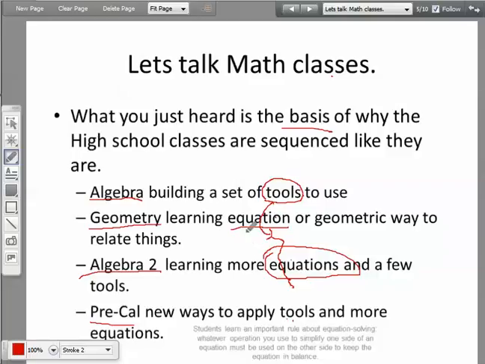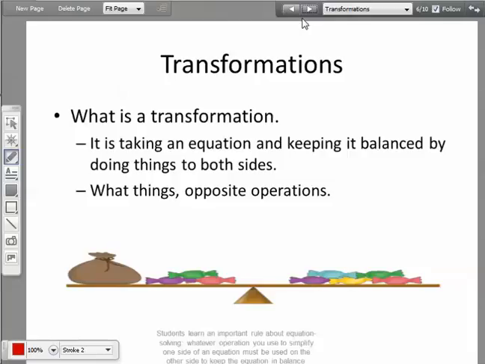So I wanted to make certain you understood why we take Algebra 1 and then Geometry. Don't I need to take Algebra 2 right after it? No. You need to know how to apply these tools to geometric shapes and to other equations and be able to understand them before you go into Algebra 2, where you learn a few more tools and you get into more difficult equations. Okay?